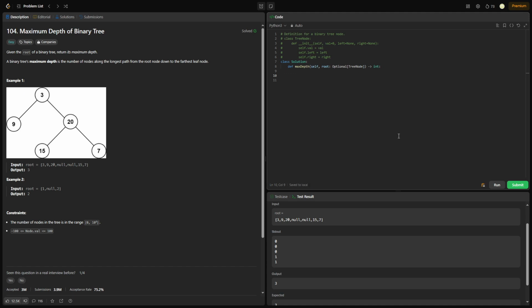Yo, what up everyone? This is LeetCode 104, maximum depth of binary tree. Given the root of a binary tree, return its maximum depth.